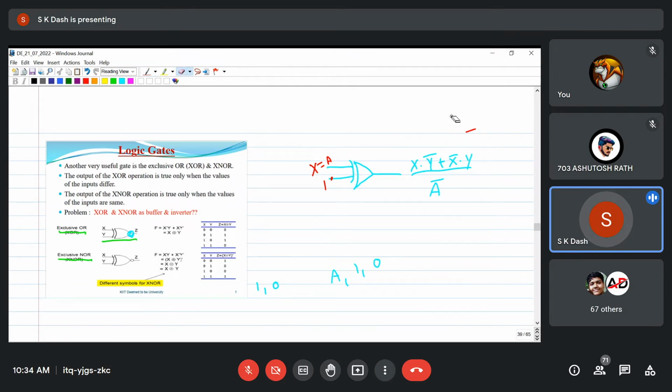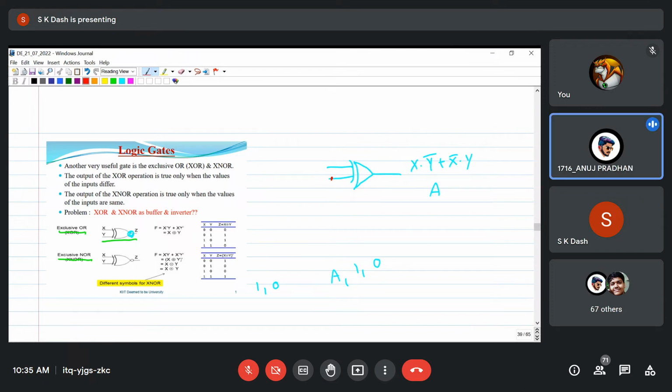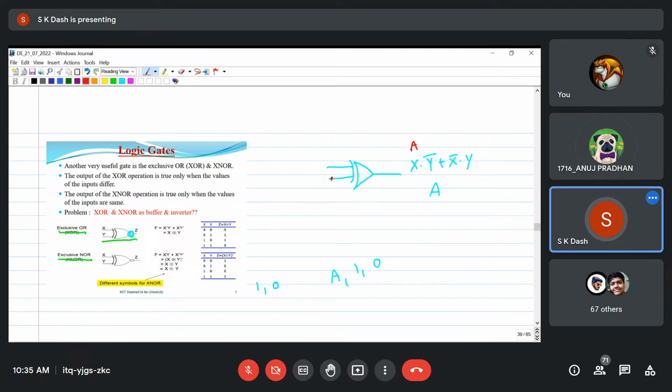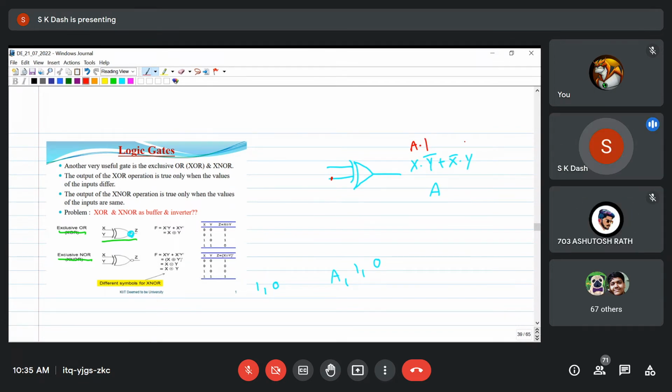Now a reverse question. Suppose you want to implement a buffer, then what to do? Buffer means the output should be A. We will take X as A, and then Y bar should be what? 1. So we take Y as 0. If Y bar is 1, then Y should be 0. This should be A bar. So if you add this, you will get A only. So one input has to be A, one input has to be 0.